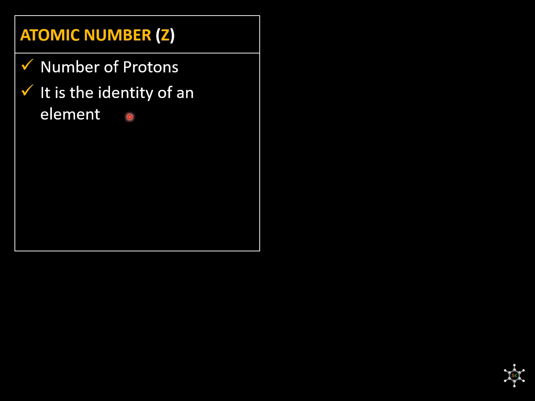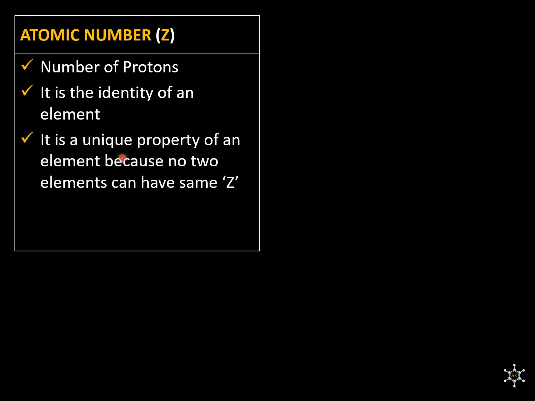This very identity for an element comes because of the number of protons present in it. It is a unique property because no two elements can have same Z. During a chemical reaction, atomic number won't change. Chemical reaction is all about disturbing electrons. We never touch protons or neutrons present inside the nucleus during a chemical reaction.